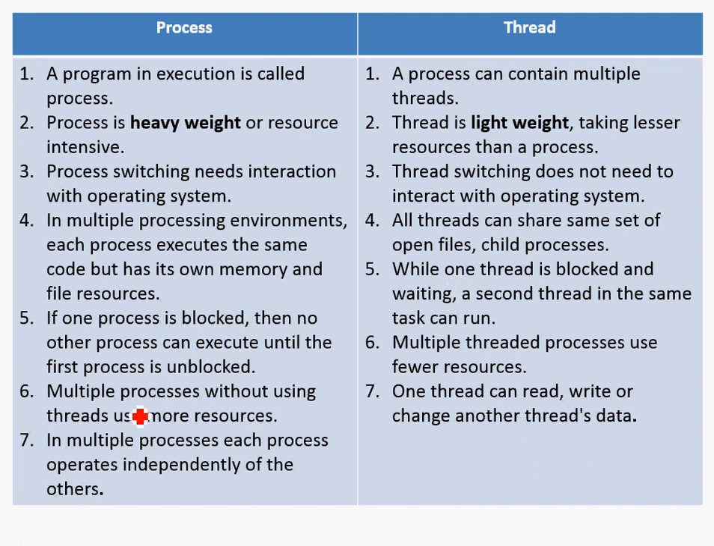Now the sixth difference is, multiple processes without using threads use more resources, of course, but if we use threads in a process, it uses fewer resources. The last difference is, in multiple processes each process operates independently of the others, while in a thread one thread can change another thread's data. Okay, so this is all for now. We only covered 10 questions here. You just remember this table. This will cover 1 to 2 questions in all your competitive exams.